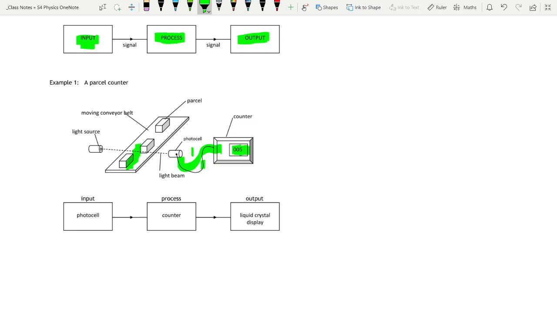So the input is the light sensor, the photocell here. Okay, so when it stops sensing the light source, it means there's a parcel going past it. The process is the counter, so it counts up how many times that happens. And the output is the display, so in this case, a liquid crystal display, LCD. So like a monitor or something like that, that just shows us what the number is. So input is the light sensor. The process is counting how many times that's interrupted, and the output is just what we can see and we can read.